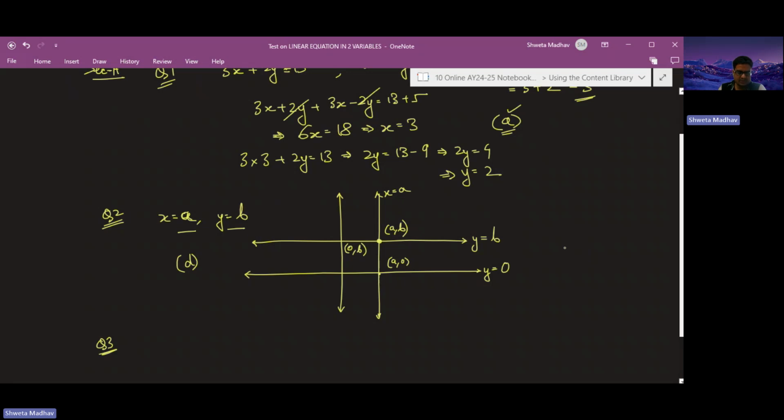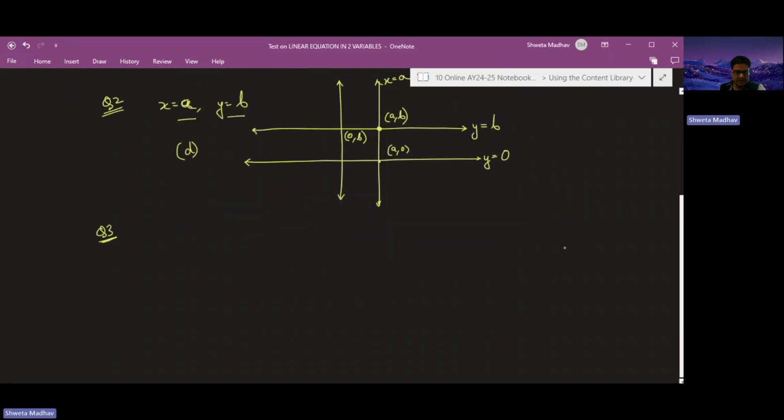In question number 3, it has been told the pair of linear equations kx plus 4y equals 5 and 3x plus 2y equals 5 is consistent only when. So when two linear equations are consistent, it means that it should have a solution, at least one solution.